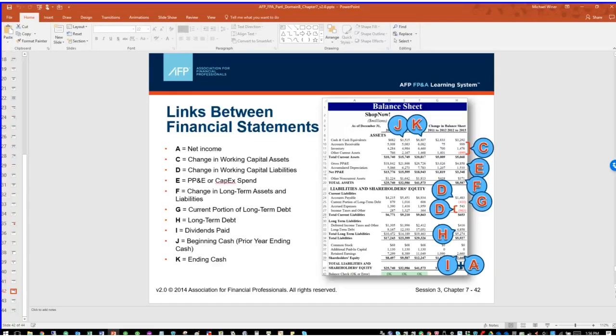And I'm not sure why they're bringing an A again here. That's net income. Okay, and then that last we're going to up here. J is beginning cash. Note that that's the same as your ending cash for the prior period, and ending cash, which is K in the period that we're looking at.